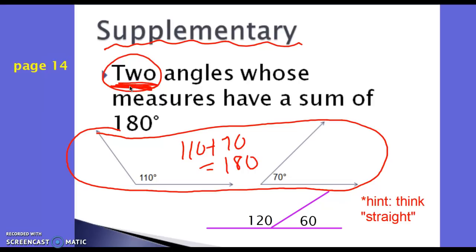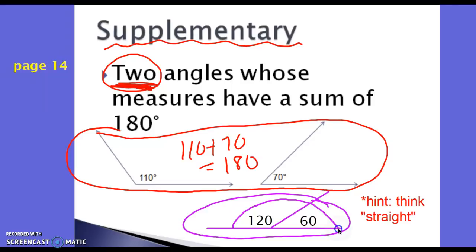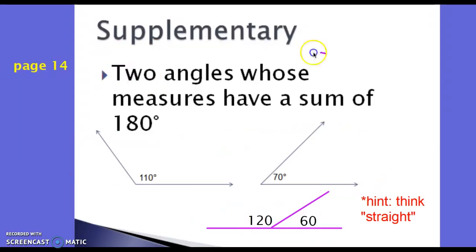It could also look like this picture right here. Those two angles are making that straight line, and so obviously we know that straight line makes 180 degrees, and 120 plus 60 is also 180. So an important thing to notice is that when you see a straight line and another line's drawn in there to make two angles, they are always going to add up to 180 degrees.